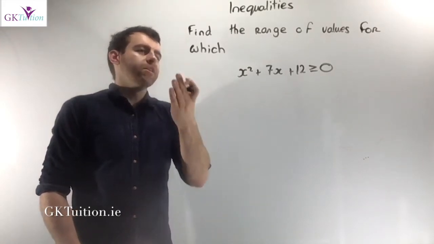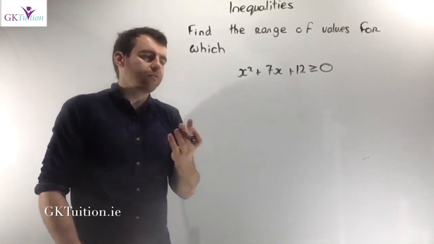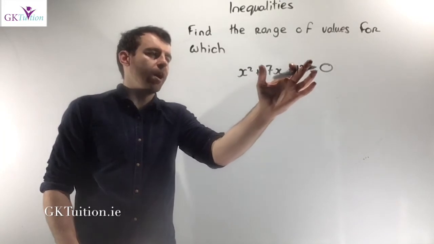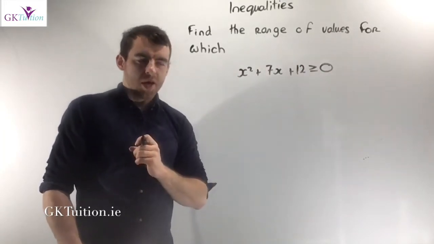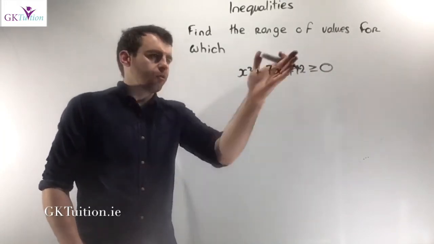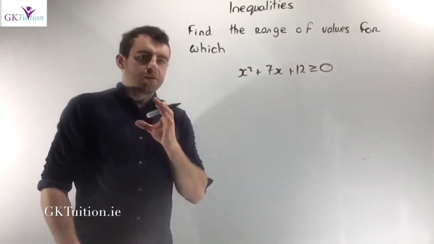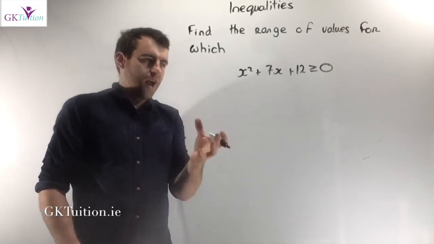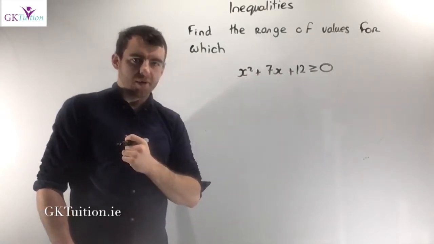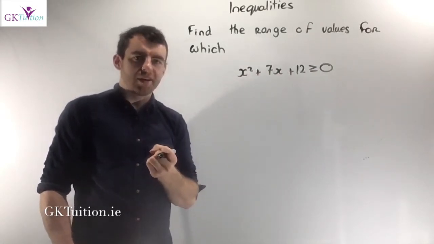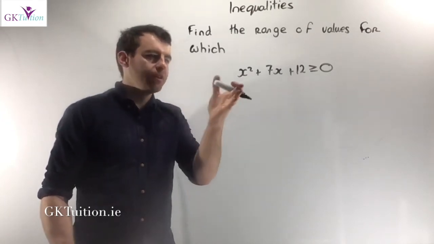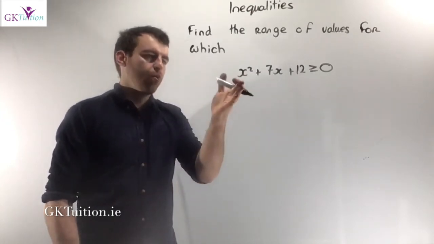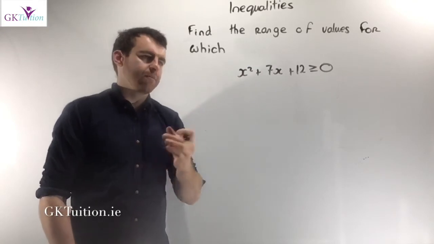So here, imagine we were asked to find the range of values for which x squared plus 7x plus 12 is greater than or equal to 0. So if you have a quadratic and you're looking for it greater than or equal to 0, the first thing that you want to do is sketch a graph. You want to sketch this quadratic. Before I can sketch a quadratic, I need to identify where the roots of this quadratic are. Where does this quadratic cross the x-axis?